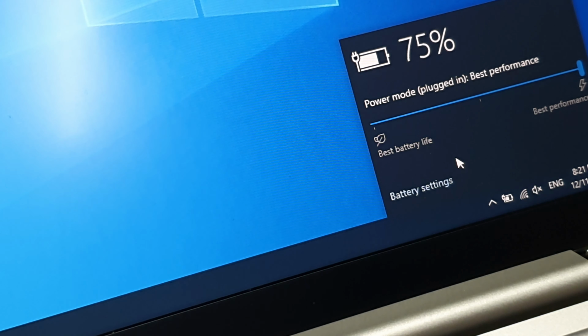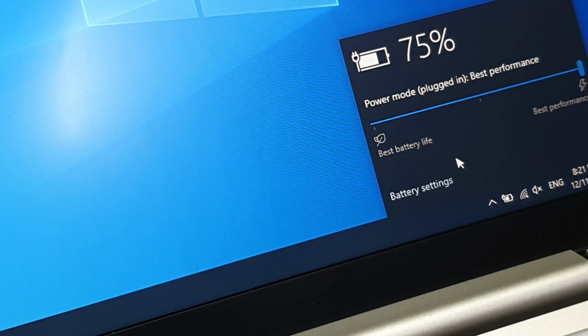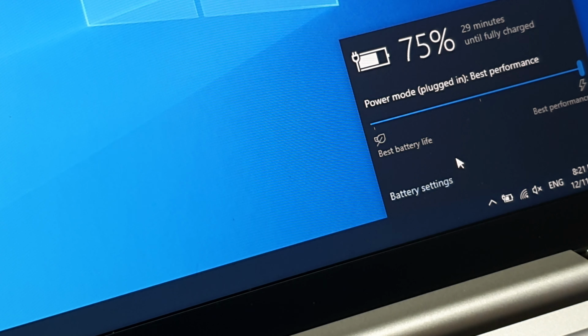Because it's a 100 watt charger, this laptop only calls for 65 watts. Yep, okay, so it's detected some charge rate. Or actually, you should have just negotiated the correct power in. Okay, so give it a second. Let's just make sure that it goes up.